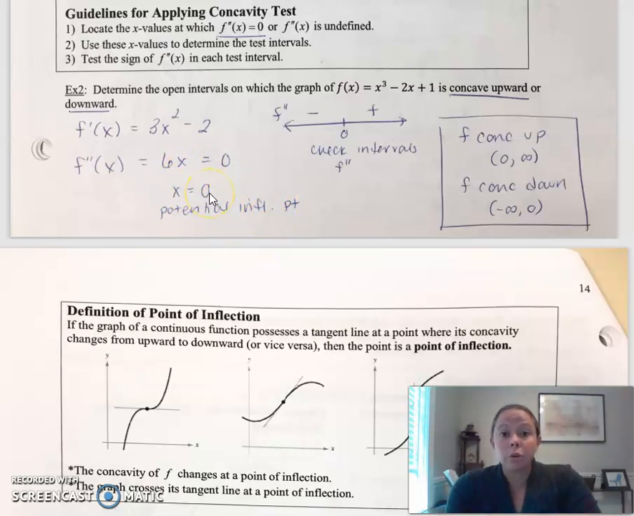Just like with critical numbers, you weren't guaranteed you were going to get a relative max or a relative min. So then we take this up here and we create our double derivative number line, put your potential inflection point on there, and then check the intervals in the double derivative. Where the double derivative is negative, your original function is concave down. Where your double derivative is positive, your original function is concave up. And there you go.